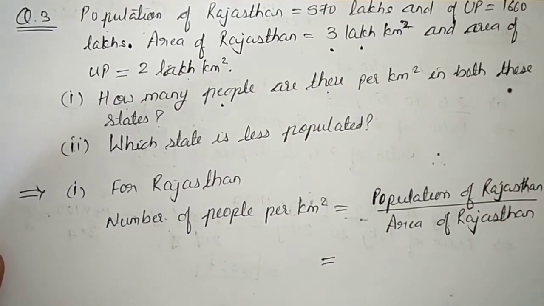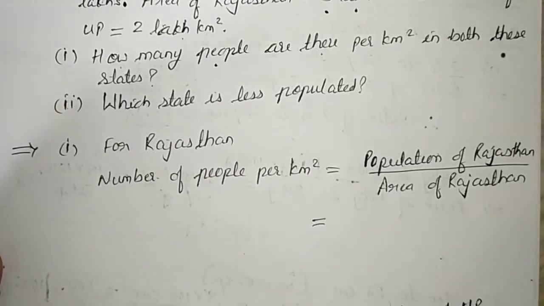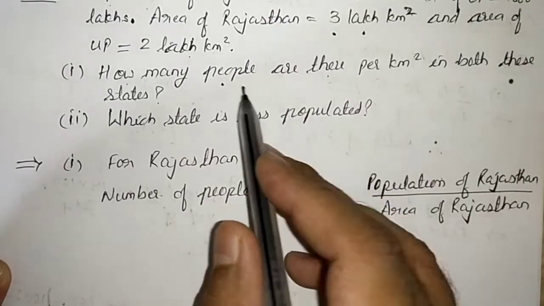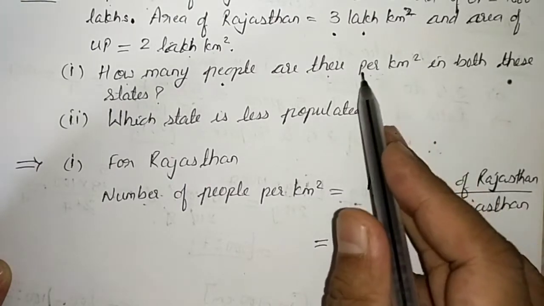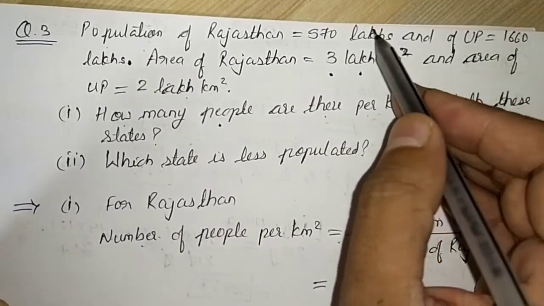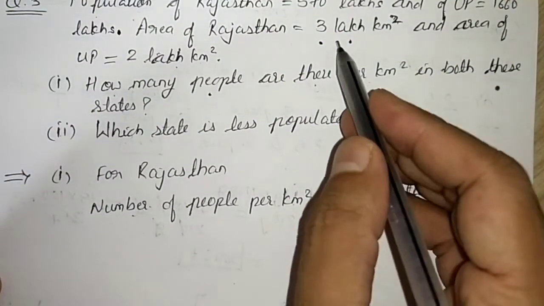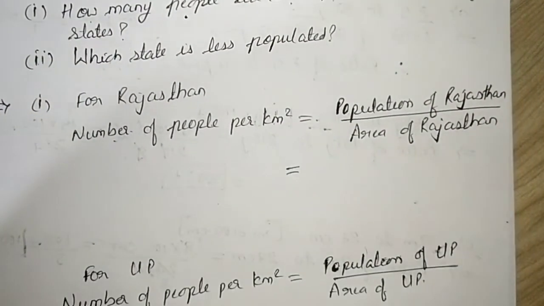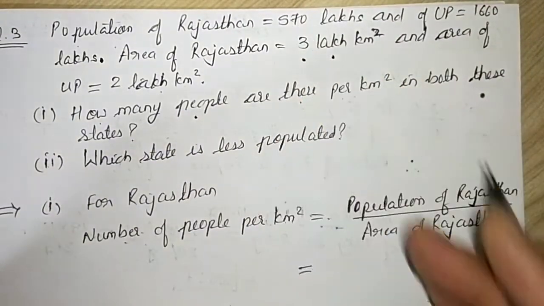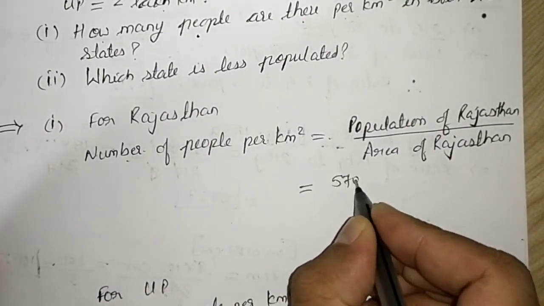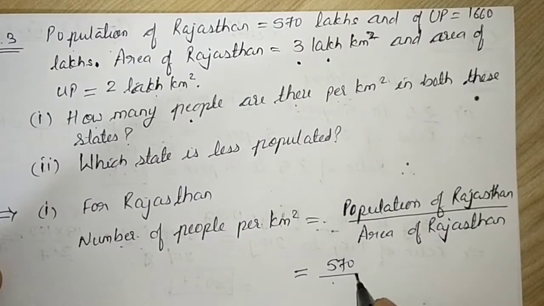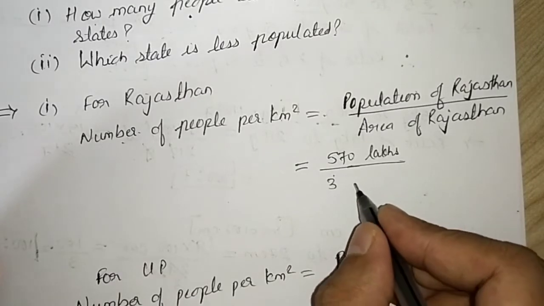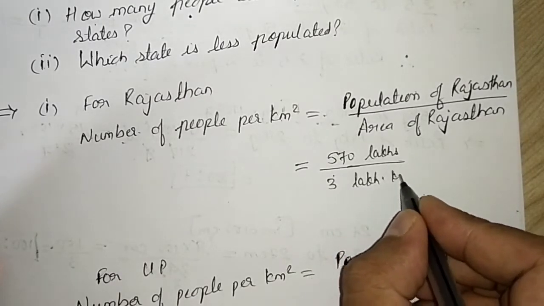And for that purpose, we will write it like this. For Rajasthan, we want to find the number of people per square kilometer, right? So we will write number of people per square kilometer is equal to total population divided by area of that state. And what is the population of Rajasthan? It is 570. So we will write 570 lakhs divided by the area, that is 3 lakh square kilometers.